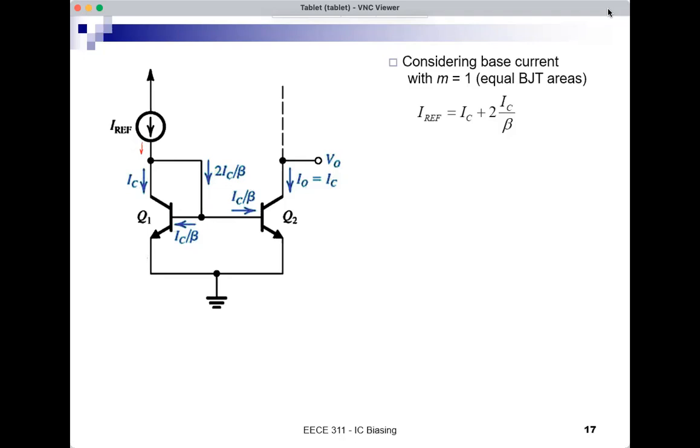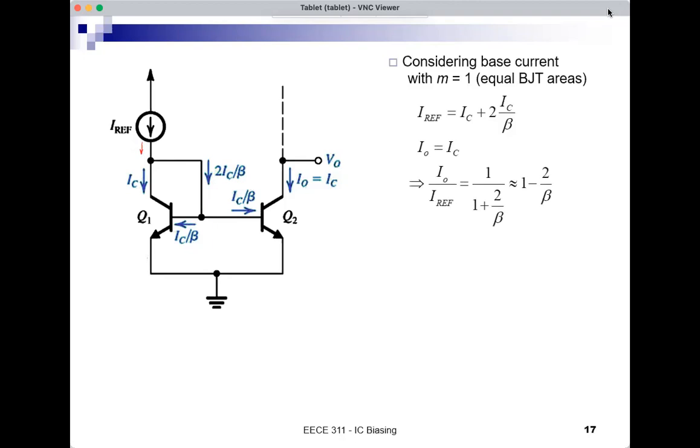So IREF is no longer equal to just IC. It's IC plus 2 IC over beta. And IO is IC, and now the ratio IO over IREF becomes 1 over 1 plus 2 over beta. So if there is a beta, if beta is not infinite, then the two currents are no longer exactly equal. There's a difference of 2 over beta between them.